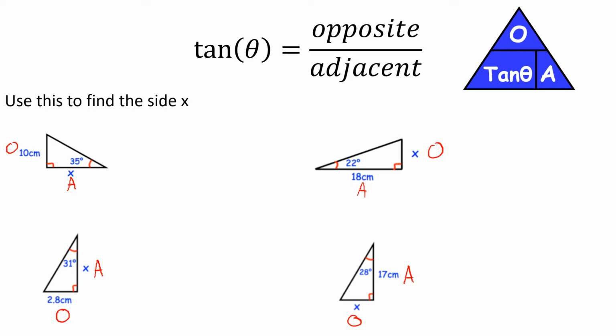And then let's apply our formula. So we want to find the adjacent here. If we cover that up on our triangle, that tells us that we need to do opposite divided by tan theta. So that's going to be 10 over tan 35, which is going to give us 14.3 centimeters.